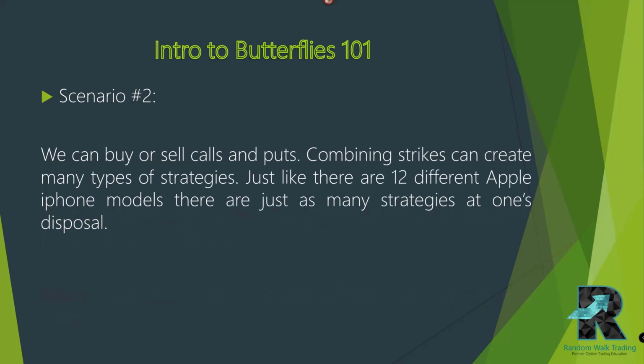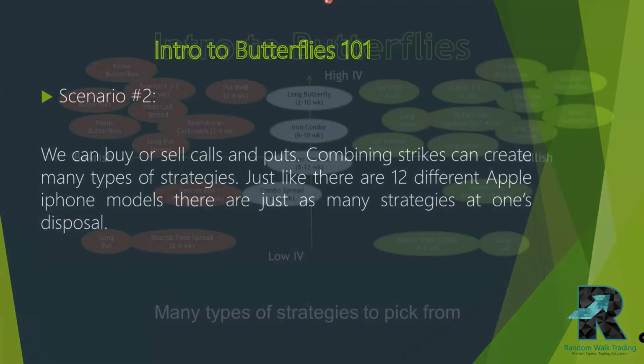So we can buy and sell calls and puts. We can combine those strikes and create many other types of strategies. Just like there's like 12 different iPhone models, or I don't know how many there are now, there are just many strategies that we can combine, either buying or selling calls and puts, or combining them. So don't let that deter you if you're just a beginner. You start with the basics, and you work your way up, and it fits like a jigsaw puzzle as you get through your learning career.